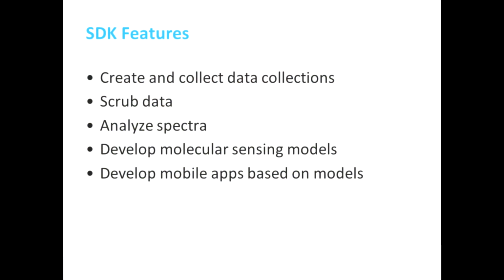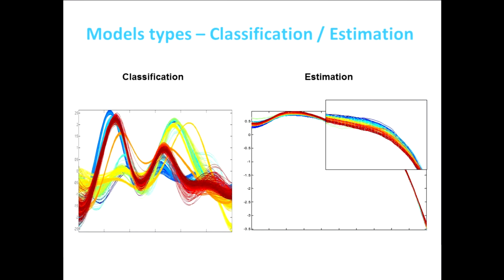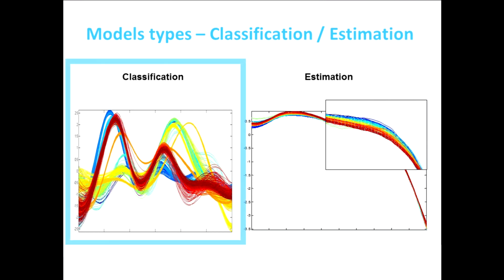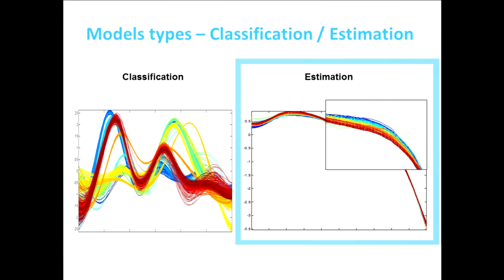Next, I would like to introduce you to SCiO SDK. This SDK enables you to develop molecular sensing models, and it also provides you with APIs with which you can develop mobile apps for iOS and Android based on these models. The SDK lets you create and collect data collections, scrub this data, and also analyze this data, analyze the spectra. The SDK lets you develop two types of molecular sensing models, classification models and estimation models.